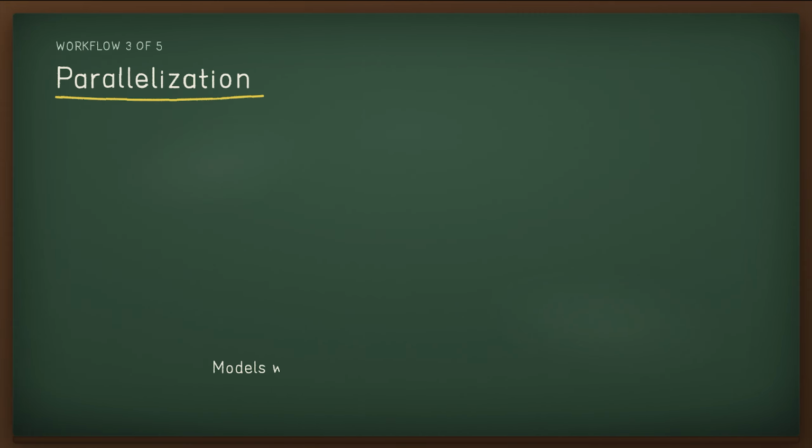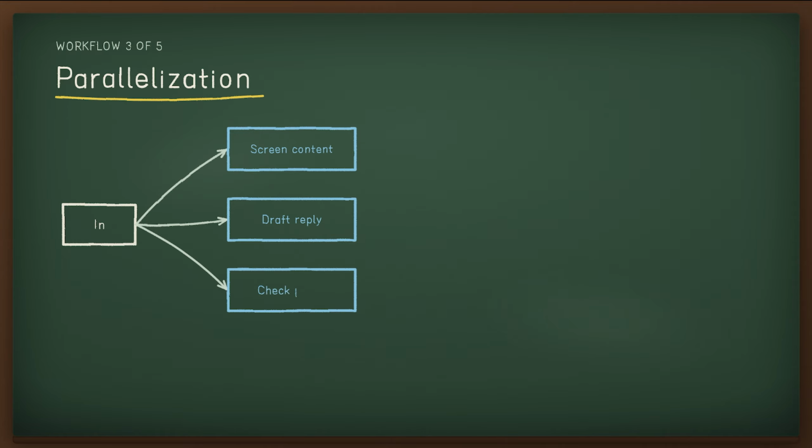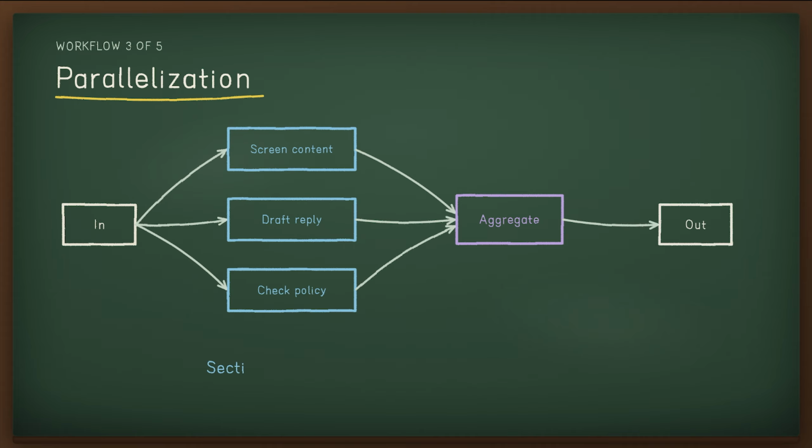Third, parallelization. Sometimes models can work on a task at the same time, and you combine their outputs in code. It comes in two flavors: sectioning, splitting a task into independent subtasks that run in parallel, and voting, running the same task several times for diverse outputs. Use it when subtasks can be parallelized for speed, or when multiple attempts give you more confidence. Models also do better when each consideration gets its own focused call.